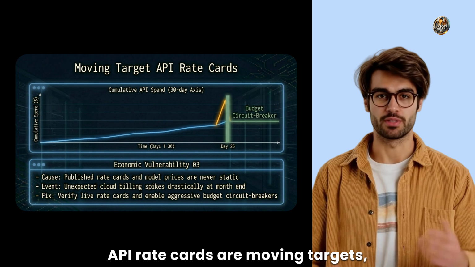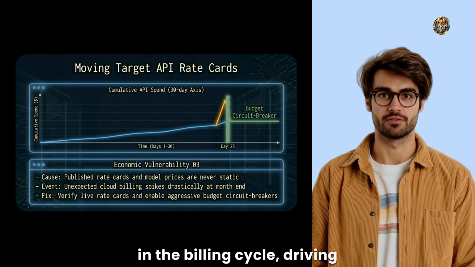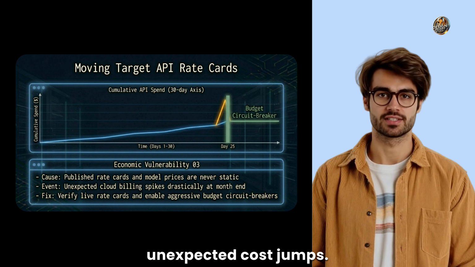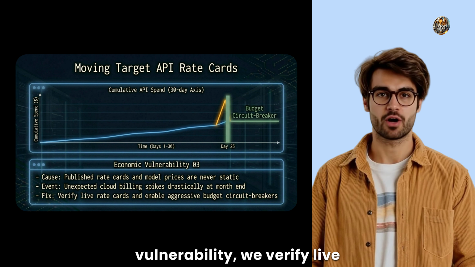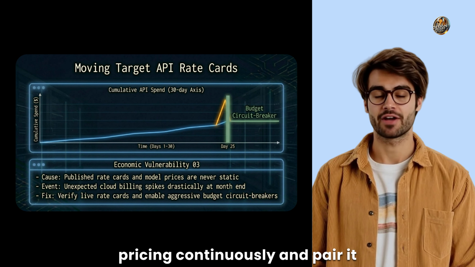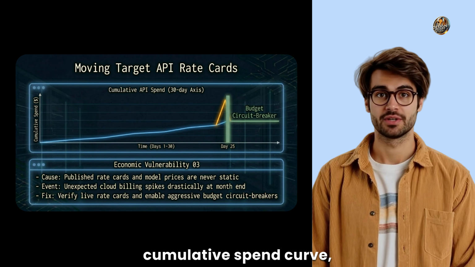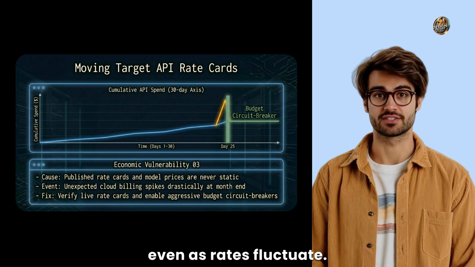API rate cards are moving targets. Prices can spike late in the billing cycle, driving unexpected cost jumps. To mitigate this economic vulnerability, we verify live pricing continuously and pair it with budget circuit breakers. The result is a stable cumulative spend curve, even as rates fluctuate.